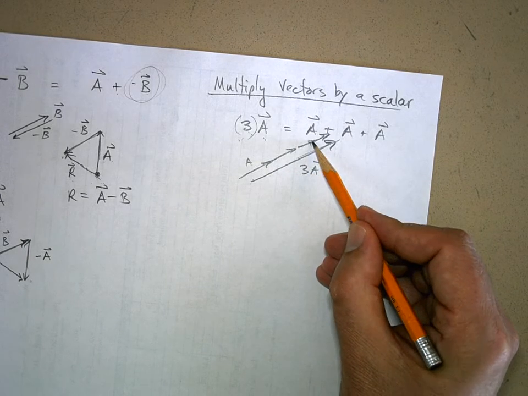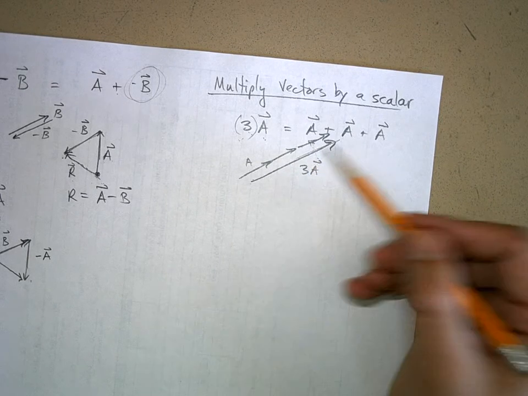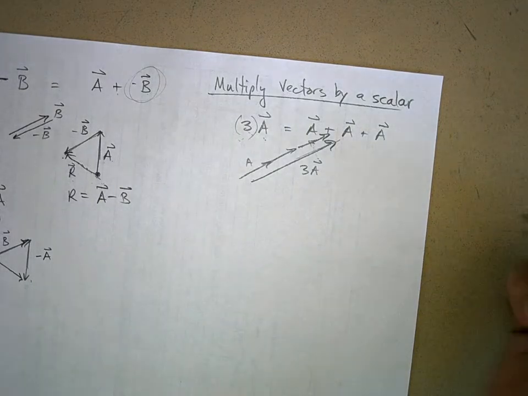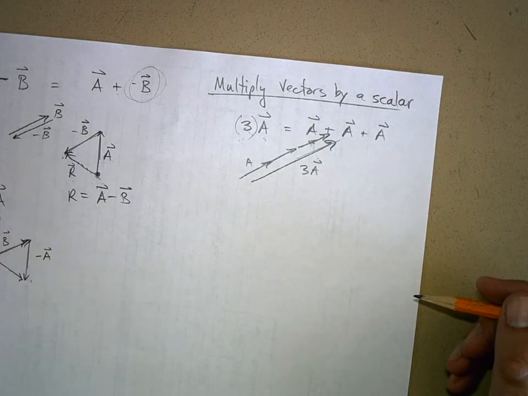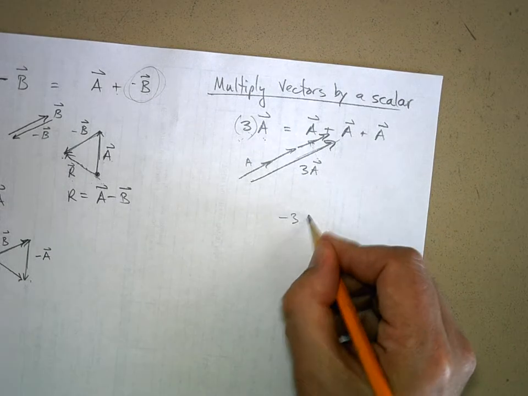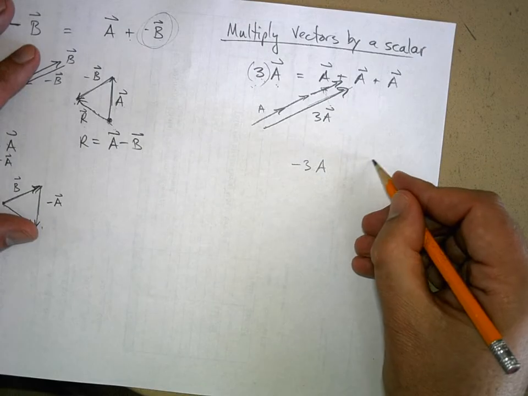It can be negative. What happens if you multiply it by a negative? It's just changing the direction now. Okay, so if you multiply it, say negative 3a's. Oh, okay, well, I'm going to go negative a plus negative a plus negative a. There's my answer.